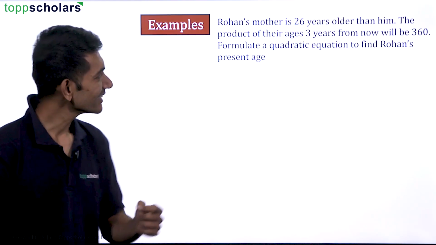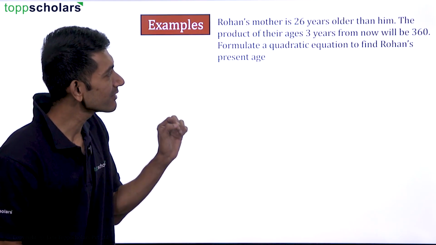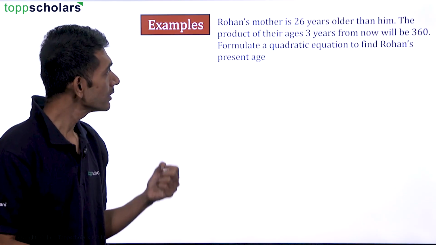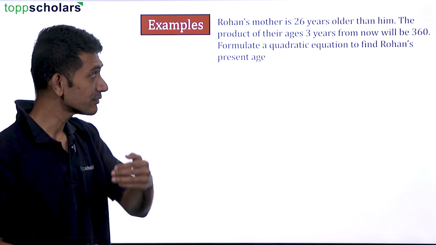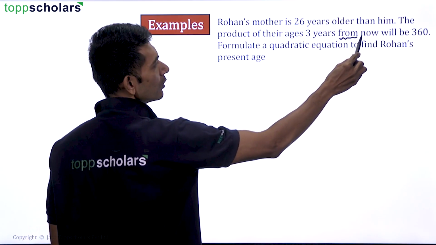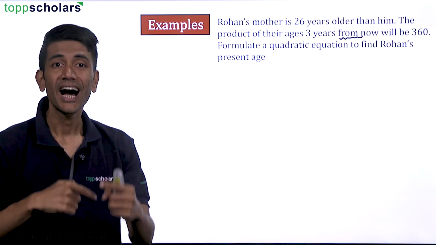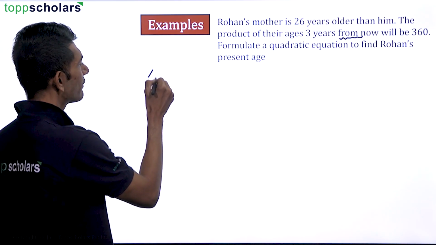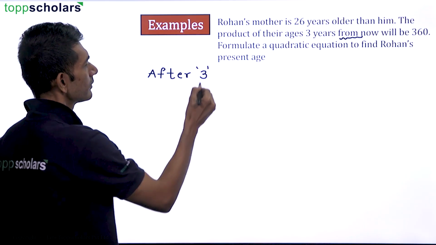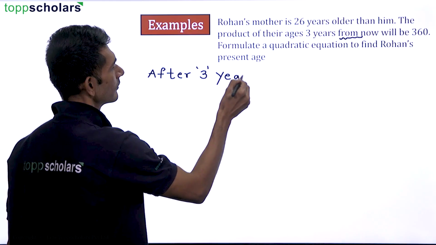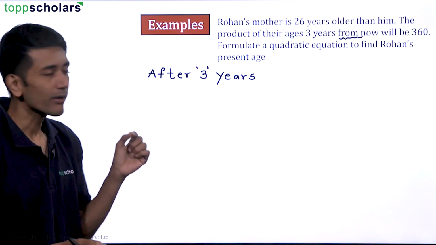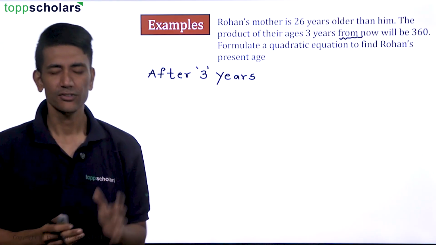So we have a new question. It says Rohan's mother is 26 years older than him. The product of their ages 3 years from now will be 360. Now this is a key word: 3 years from now means after 3 years, right? So formulate a quadratic equation to find Rohan's present age.